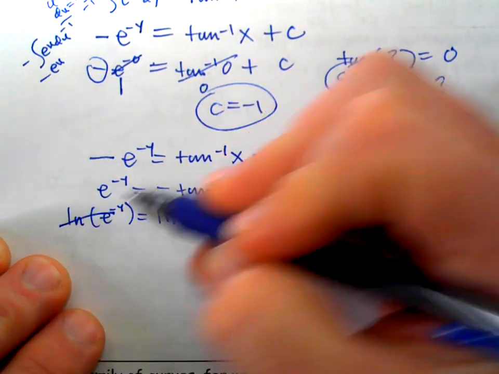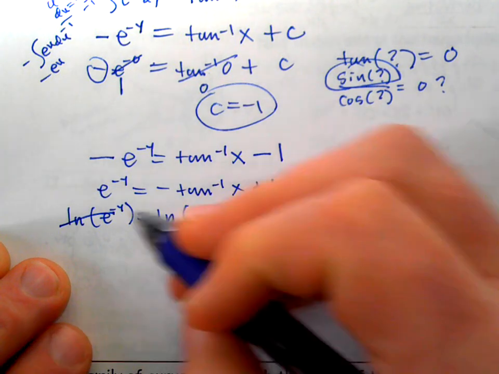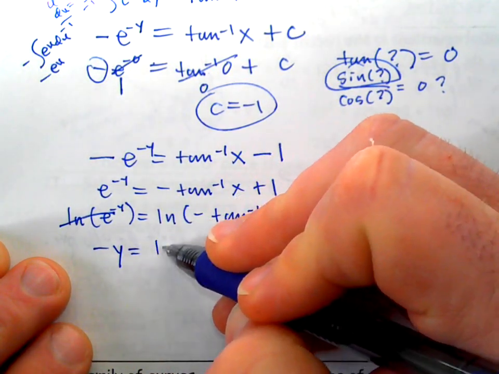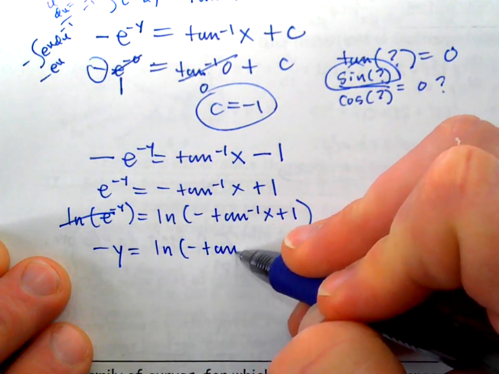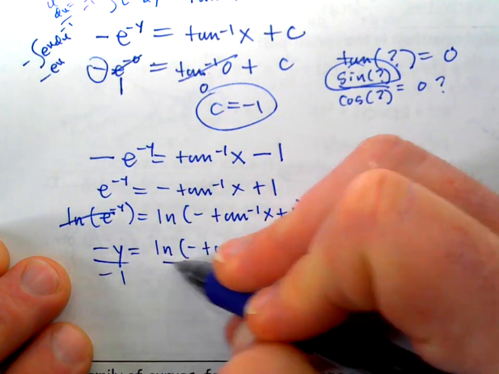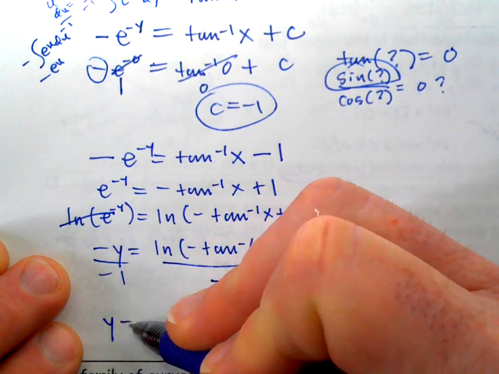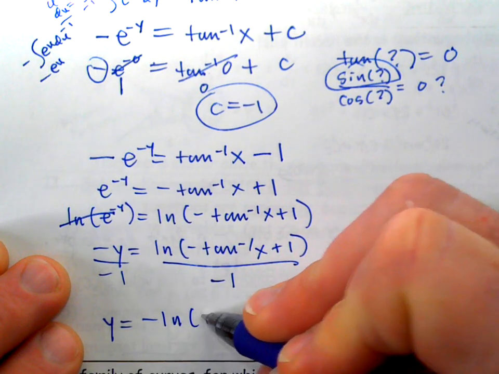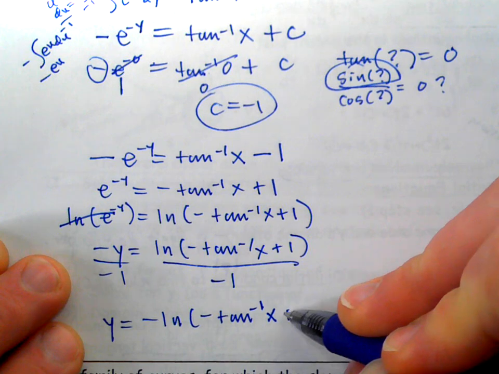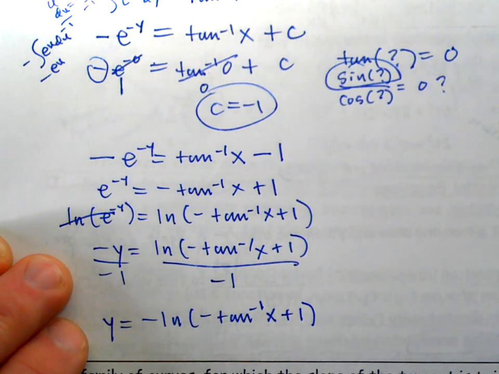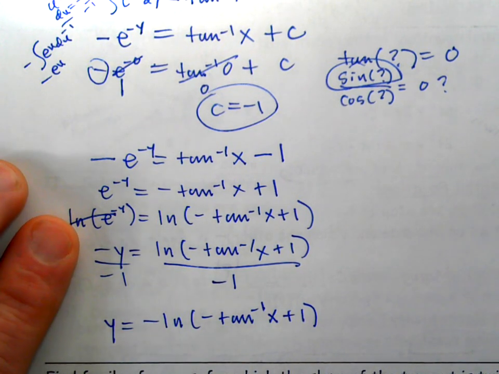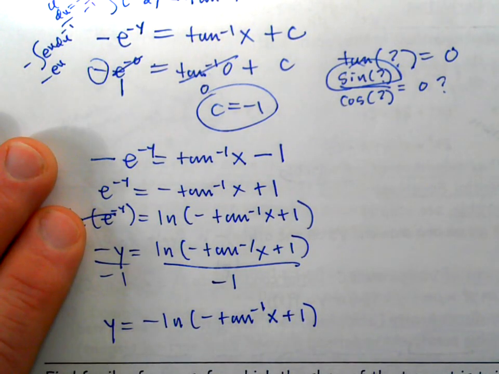Now, over here, the natural log and e undo each other. You have a negative still, negative y. This is all one big natural log. And then we divide by negative 1. So we get y equals negative natural log of negative inverse tangent x plus 1. It's kind of a crazy answer. Now we still got to find the domain. So the domain can be tricky. There's some different issues we have to work with.